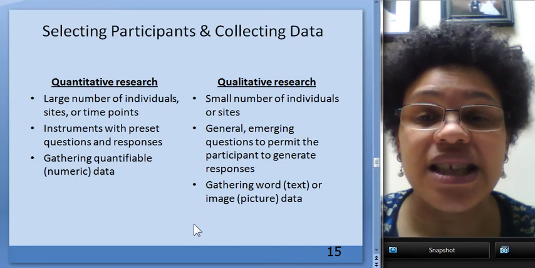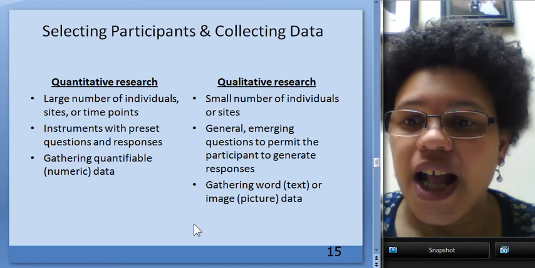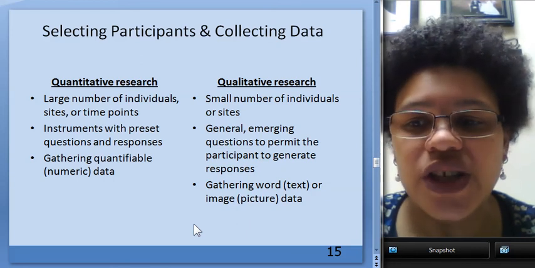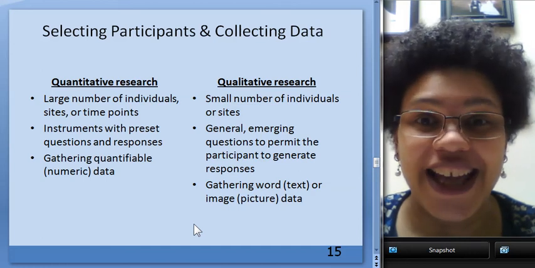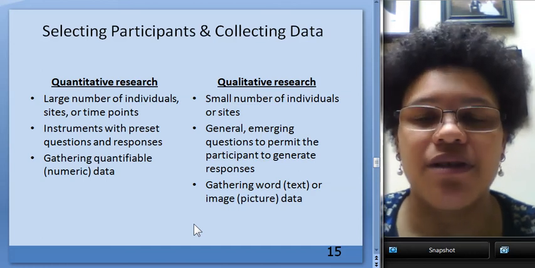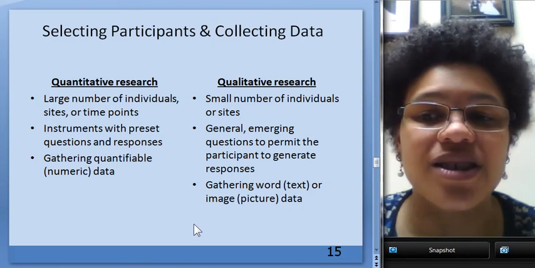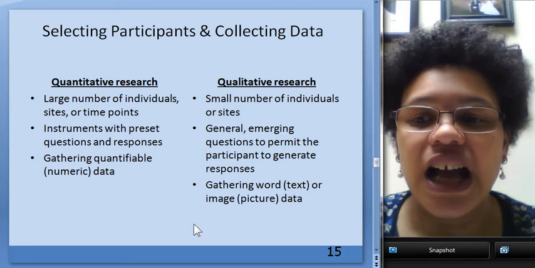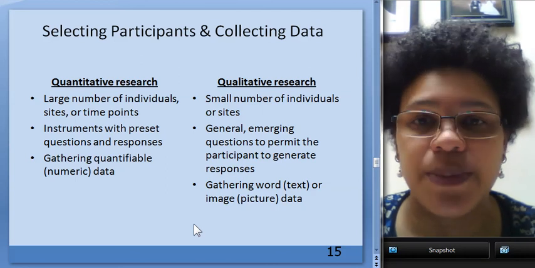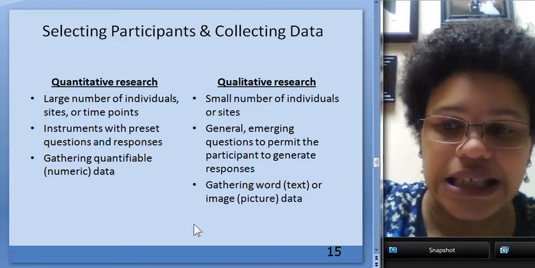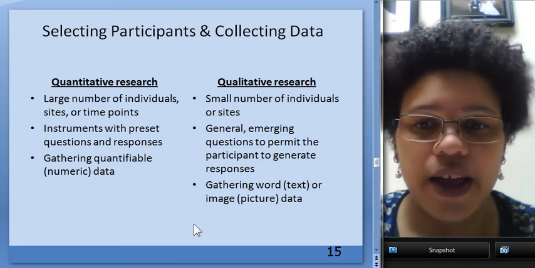For selecting participants and collecting data, for quantitative research, we're trying to learn about a universal truth, right? We need a lot of people. We need either a large number of individuals, sites, or time points. And the instruments that we're going to use are going to have preset questions and responses, or be closed-ended. And we're gathering quantifiable or numeric data.